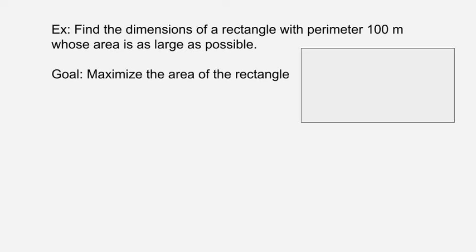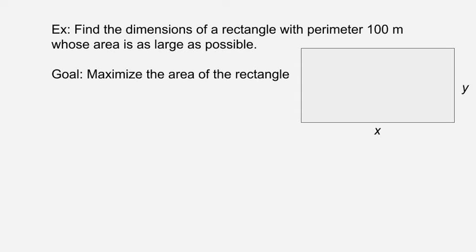Now in this problem, our goal is to maximize the area of this rectangle given the constraint that the perimeter is exactly 100 meters. And it always helps me to draw a diagram, even if it's as simple as a rectangle. And so let's draw a rectangle, and the goal is to get the maximum area for this rectangle. And that can be a little bit tricky because I don't even know what the sides of this rectangle are.